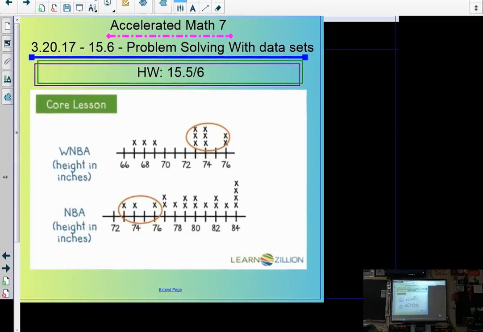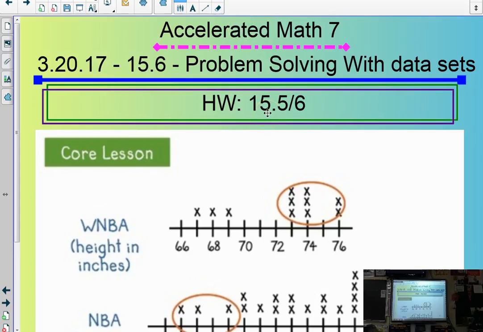Get it out. Okay. Today we're going to wrap 15.5, and then we're going to do 15.6.